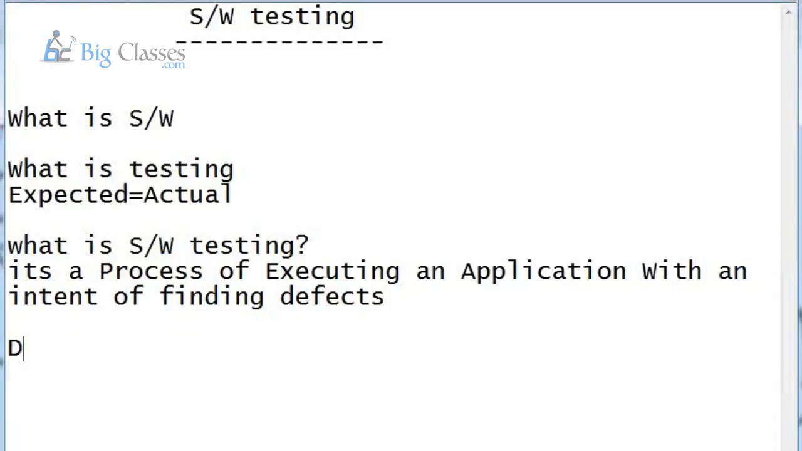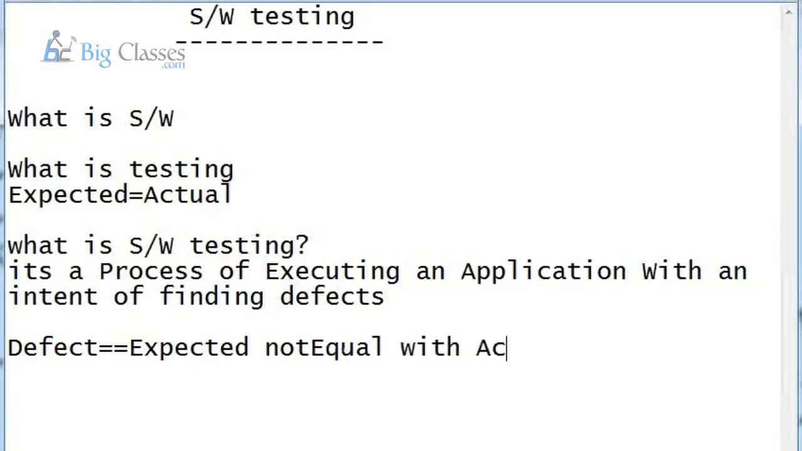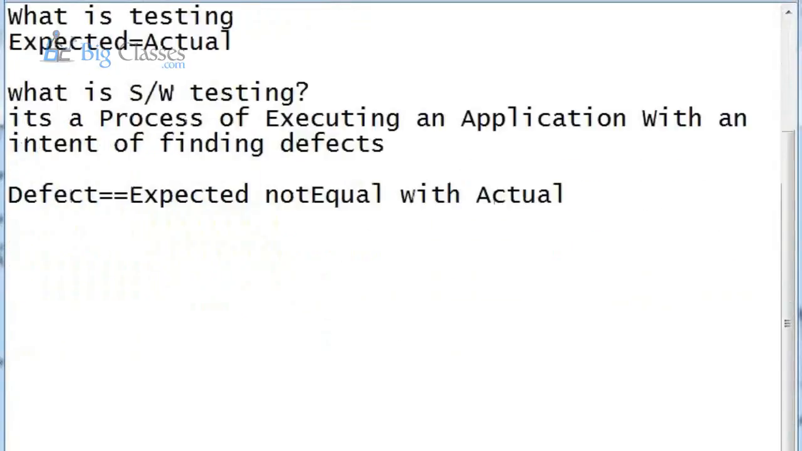The next one, guys, once again, what is a defect? If the expected value is not equal to the actual value, it's called a defect, and also called a bug. Okay. Now let us know, guys, first, what is the history of software testing.